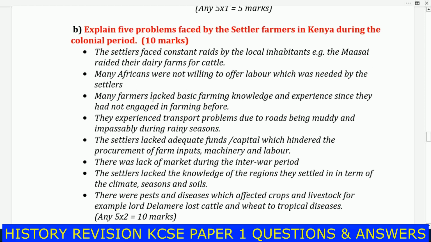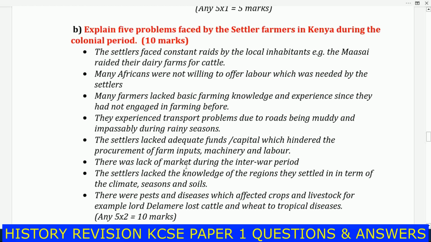Number 3, many Africans lacked basic farming knowledge and experience. They had not engaged in farming before. Next, they experienced transport problems due to roads being muddy and impassable during rainy seasons. Next, the settlers lacked adequate funds, they lacked capital, which hindered the procurement of farm inputs, machinery and labor.